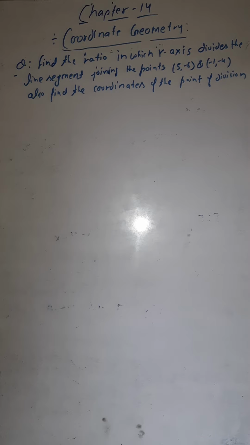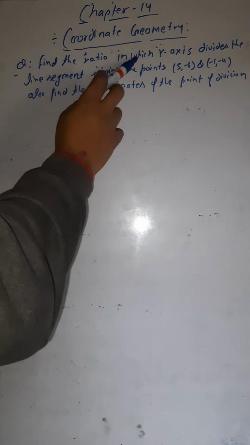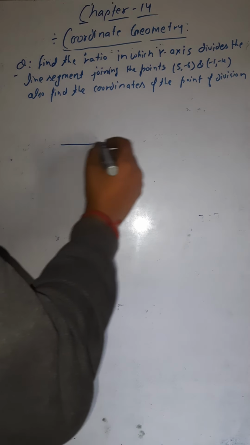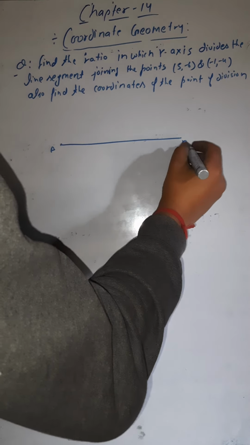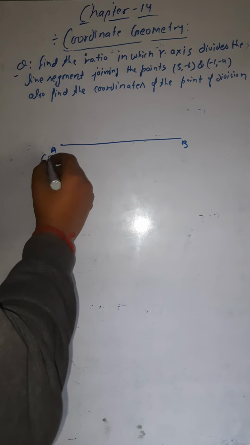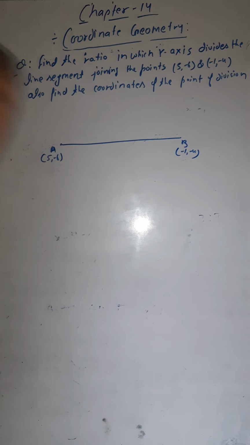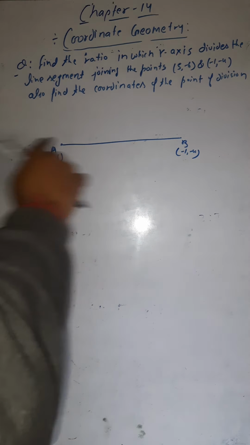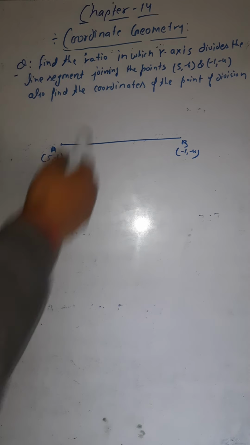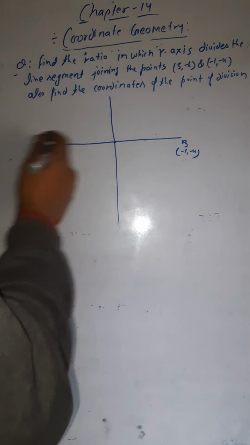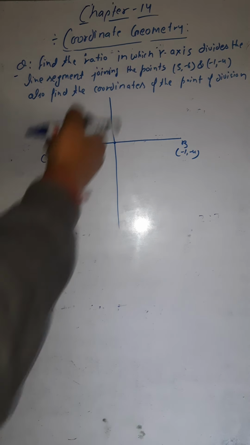Okay, now here we have to find the ratio m1 is to m2 in which the y-axis divides. Here the y-axis is dividing the line segment AB. Let's say this is point A and this is point B. The coordinates of point A are given as 5, -6 and the coordinates of point B as -1, -4. Now this line segment AB is being divided by the y-axis. So let's say this is the y-axis.